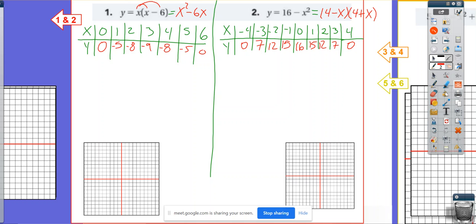All right, so boys, and this is a boy question here. What were the x-intercepts? Anybody? 0 and 6. Yeah. Because it's the x value, right? Okay. So the x-intercepts were 0 and 6.